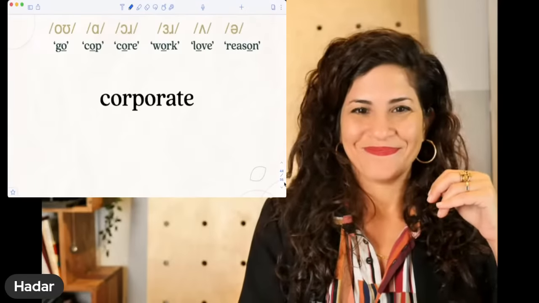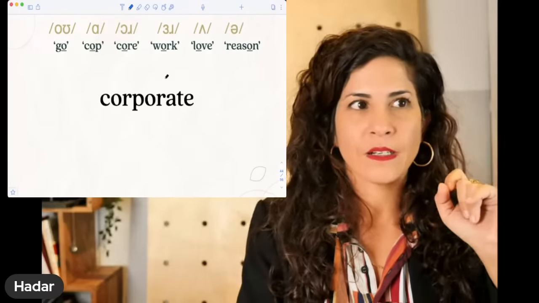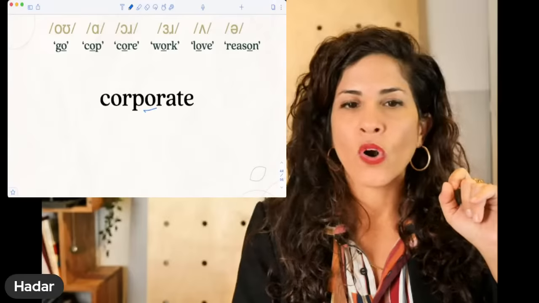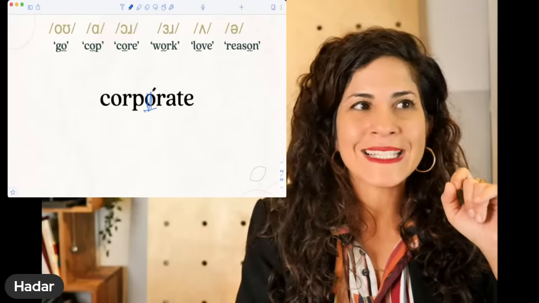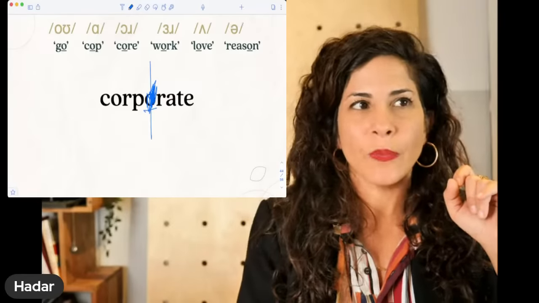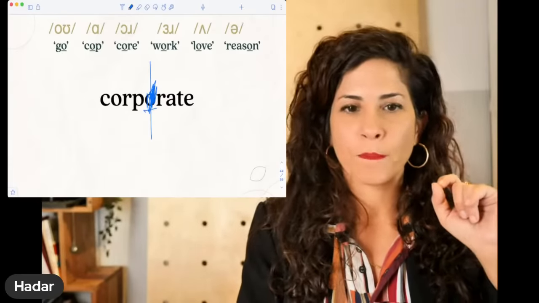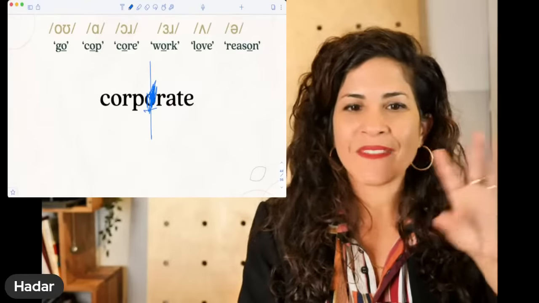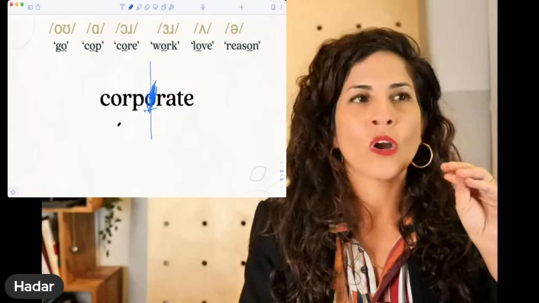Corporate. This is a tricky one. Listen, corporate. What is this? Corporate. This doesn't even exist. There isn't a syllable here. There are two syllables in this word. Corporate. Prit. So it's not even a schwa. It's nothing.